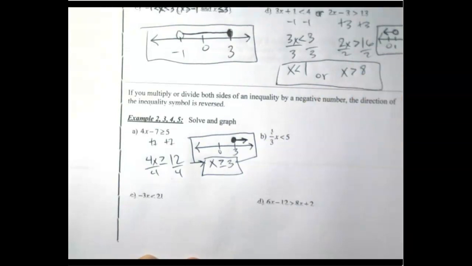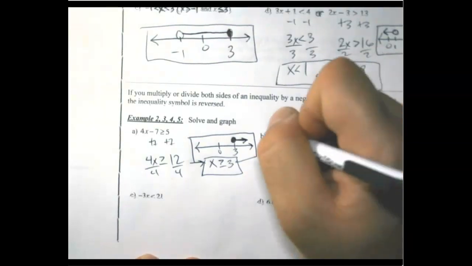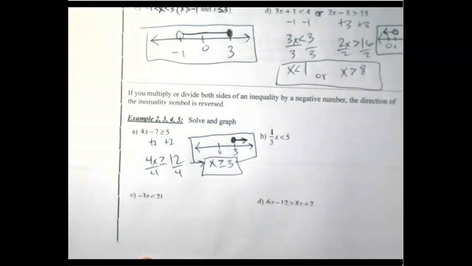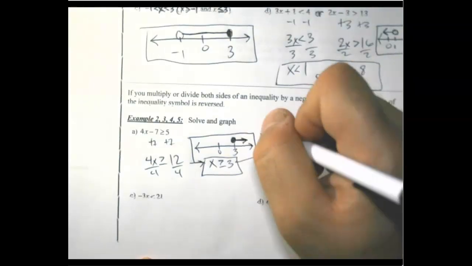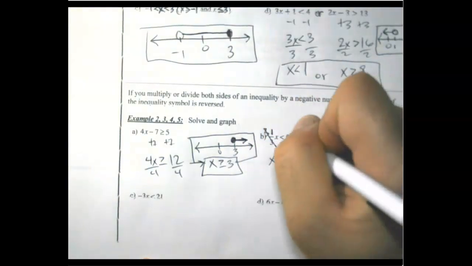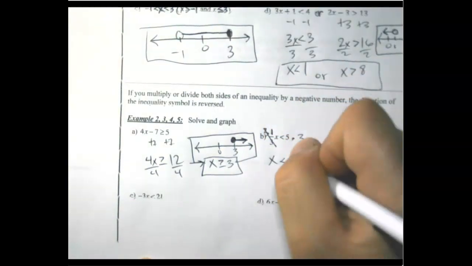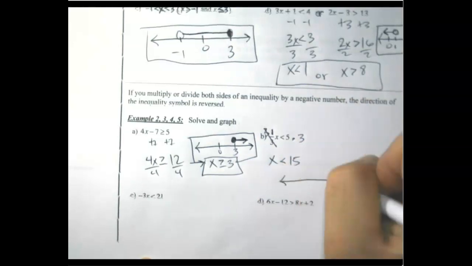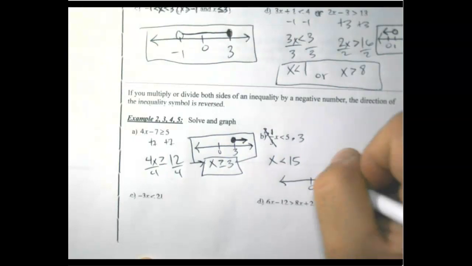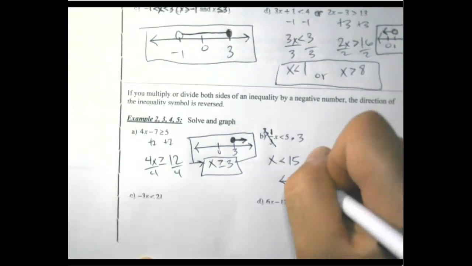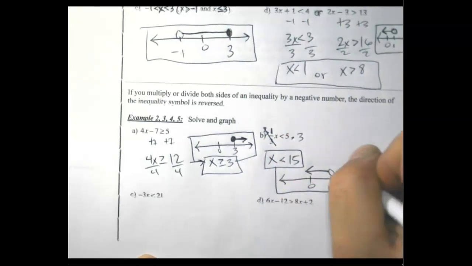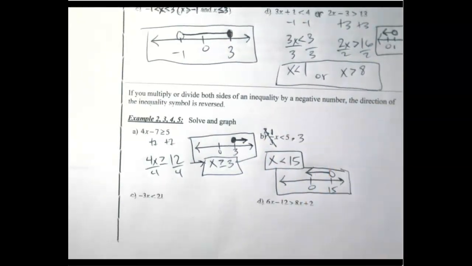This one says 1/3 x is less than 5. So normally to get rid of a fraction, if the coefficient is a fraction, I'll just multiply by the reciprocal, which is 3. So that'll cancel, and I multiply the other side by 3, and I get x is less than 15, which if I graph, open circle, numbers that are less than, point left. So algebraic solution, graph of the solution.